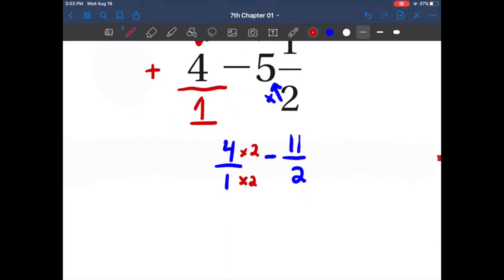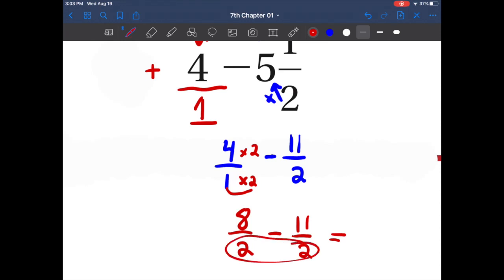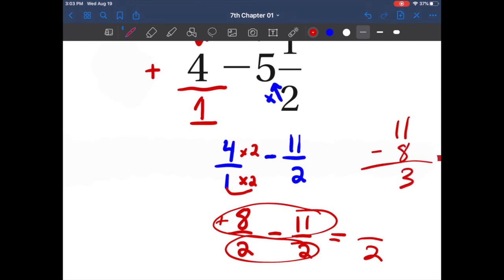So let's rewrite our problem. 4 times 2 is 8. 1 times 2 is 2, minus 11 over 2. Now, how do we add or subtract fractions? Remember, denominators stay the same. That's 2. And these are different signs. So if they are different signs, we have to subtract. So 11 minus 8 gives us 3.